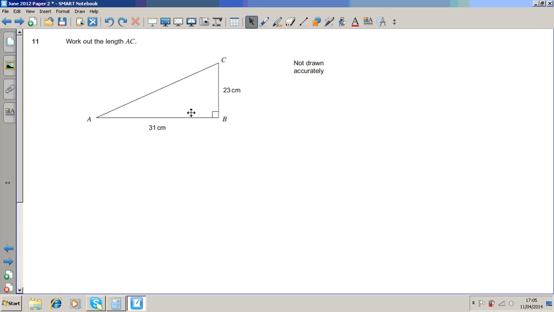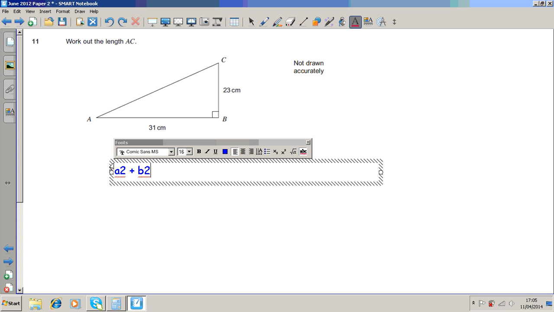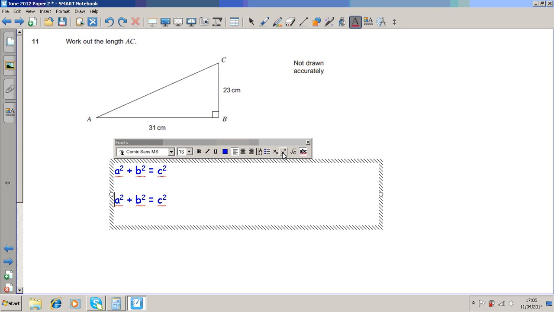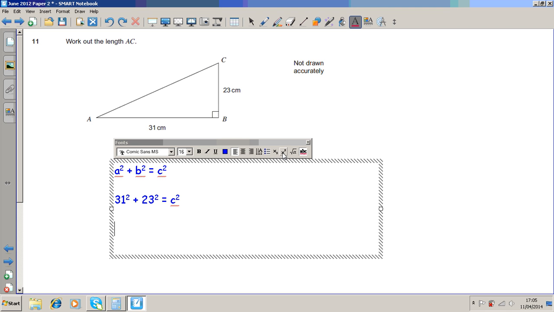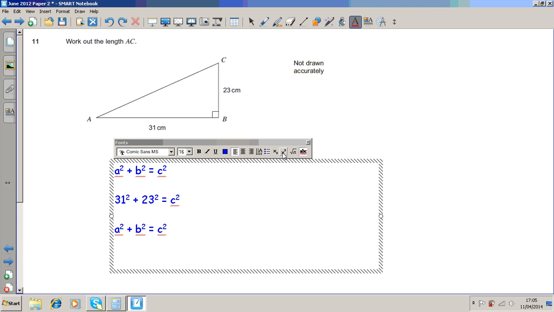Work out the length of AC. Boom. So trigonometry or Pythagoras, so we've got two sides. So it's going to be Pythagoras. a squared plus b squared equals c squared is our rule. Worth making a note of that. So for us, a is 31, b is 23, or the other way around, and that equals c squared. What is 31 squared? 961. 23 squared is 529.